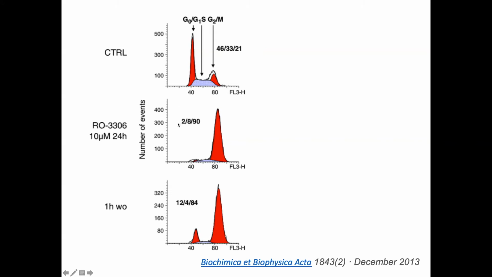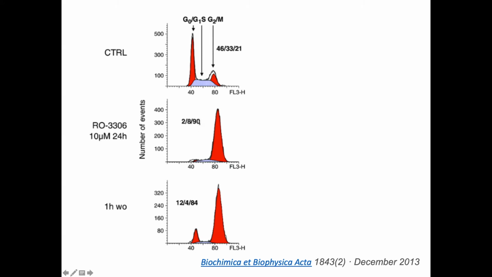And then showing here, there's a huge peak on the G2M. And then this distribution percentile is G0, G1 is 2, and then this is 8 and this is 90% in the G2M phase.